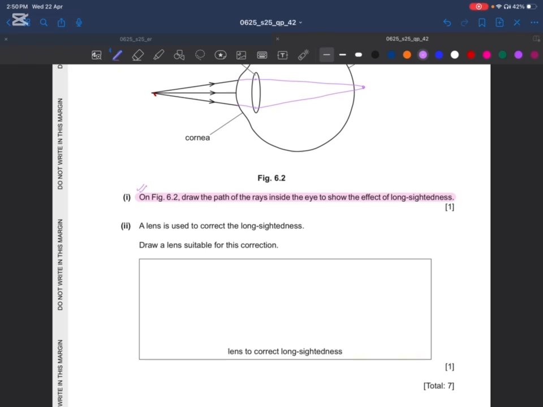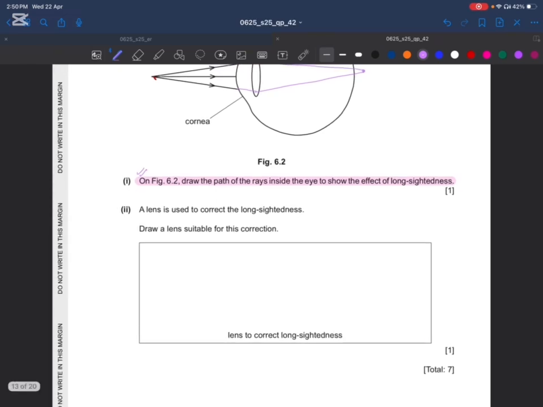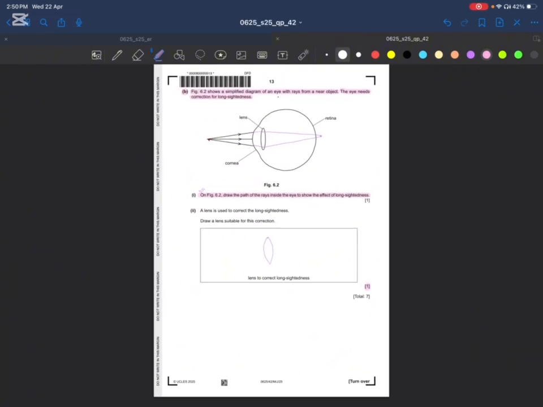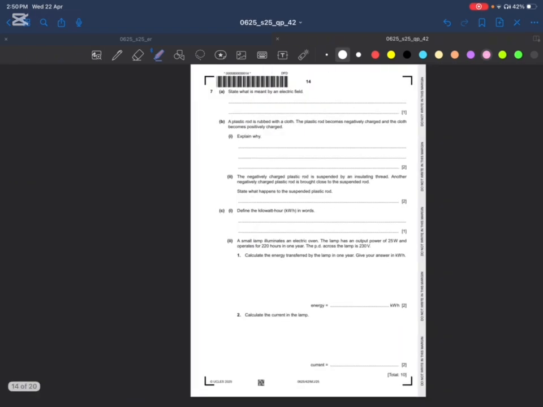So this is what we have as far as this part is concerned. Now what they are saying: a lens is used to correct the long-sightedness. So what you have to do is make the lens more converging. What is a converging lens? Simply, it is the convex lens. Draw a lens suitable for correction. So this is what you have over here, which is basically the converging lens, the convex lens. Done. So this is what you have for question number 6.